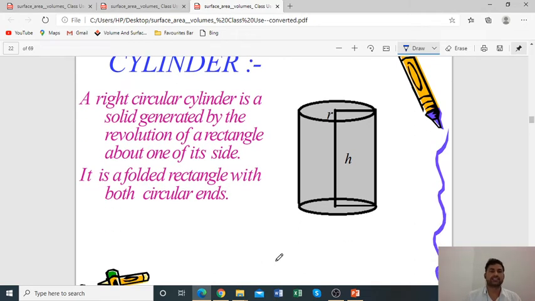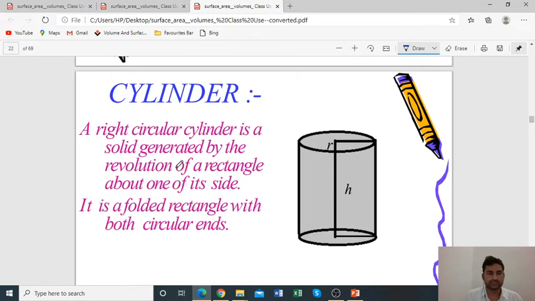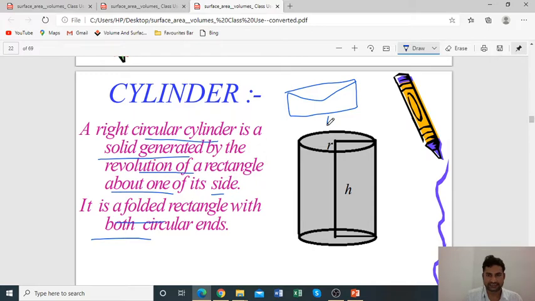First, what is a cylinder? A right circular cylinder is a solid generated by the revolution of a rectangle about one of its sides. It is a folded rectangle with both circular ends. A rectangle folded makes a cylinder shape. This is the radius and this is the height.